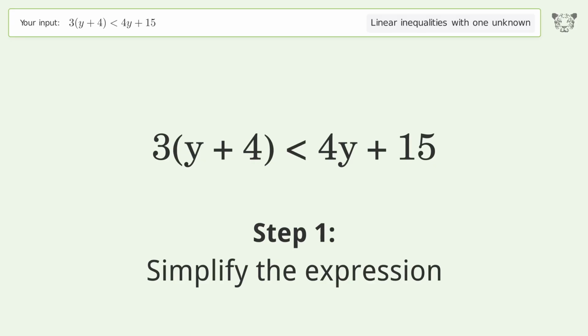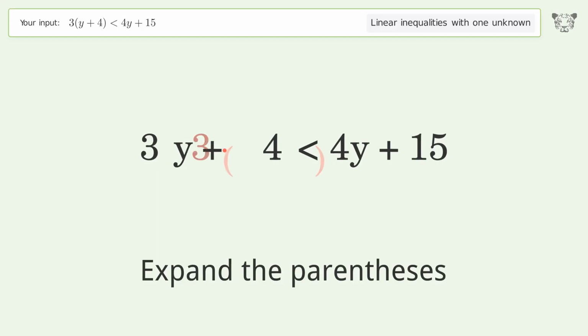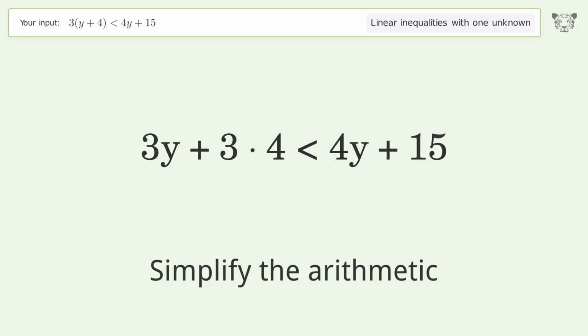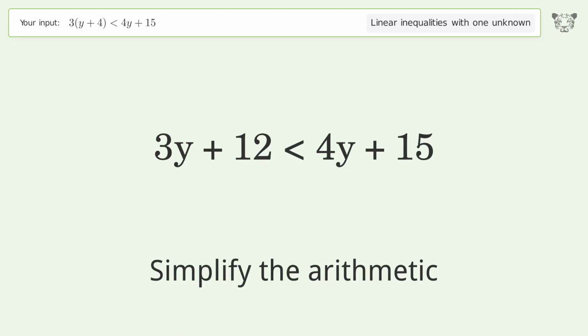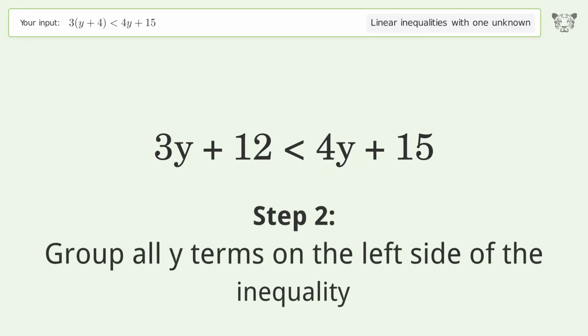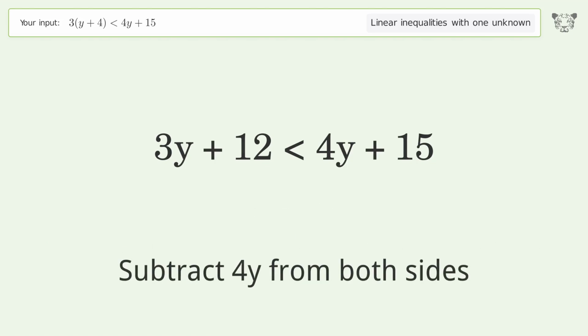Simplify the expression. Expand the parentheses. Simplify the arithmetic. Group all y terms on the left side of the inequality. Subtract 4y from both sides.